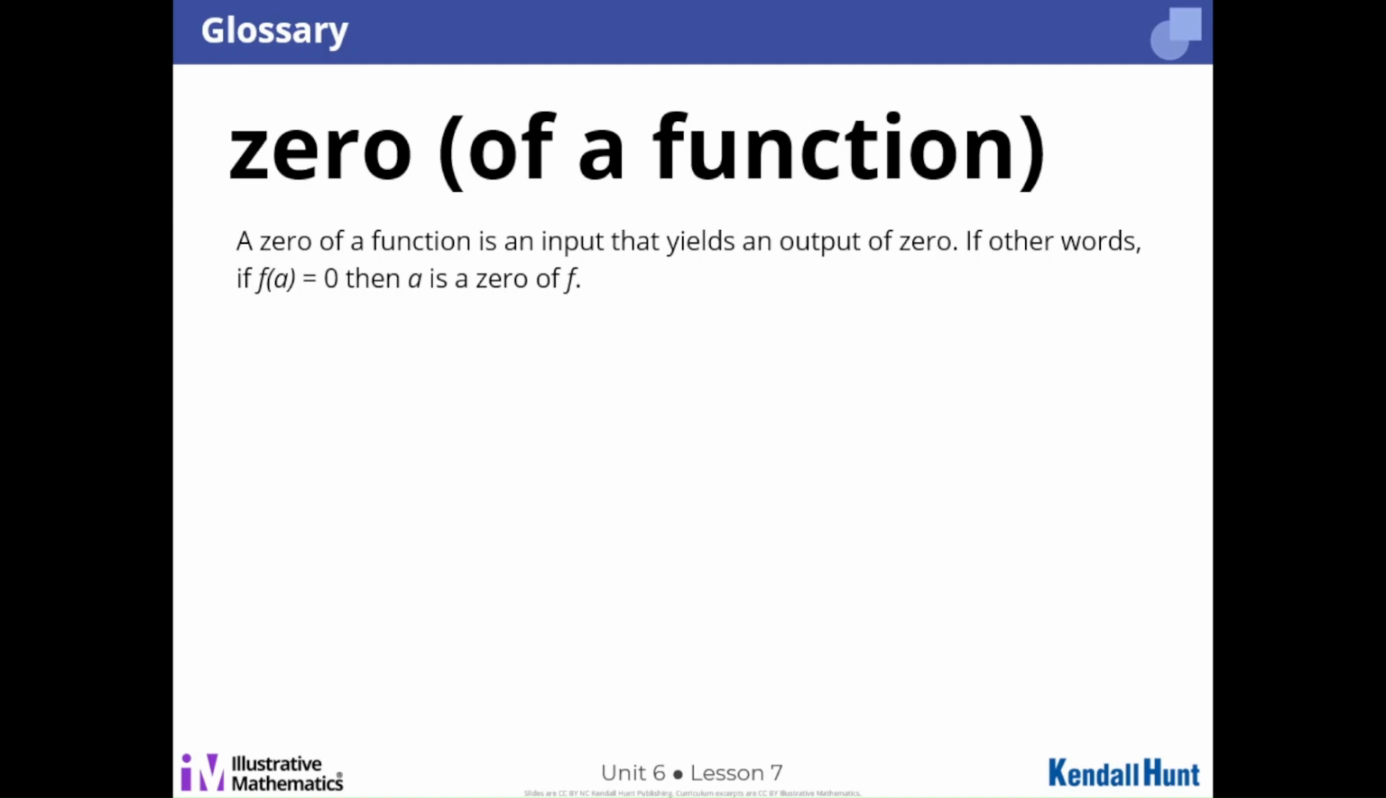Another way to think about this is that if the function is equaling 0, then that means the y value is equal to 0. And if the y value is equal to 0, that means you're at an x-intercept. So when you're looking for the zeros of a function, you're looking for the x-intercepts.